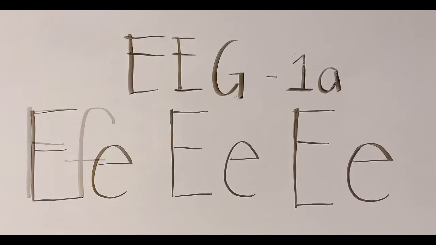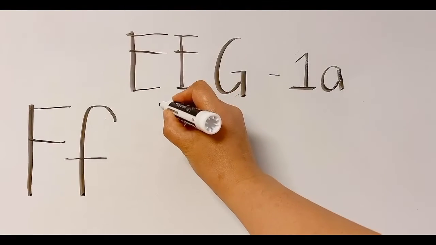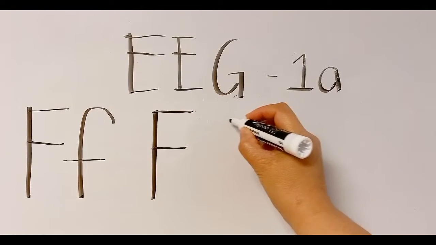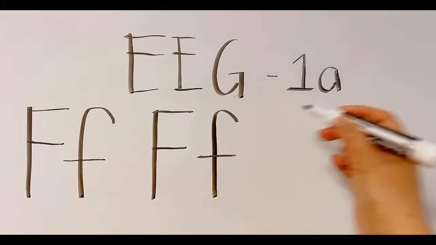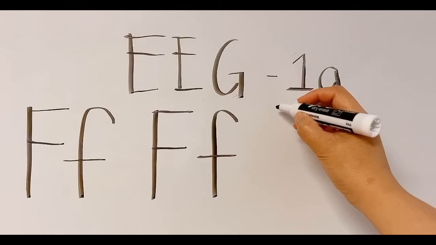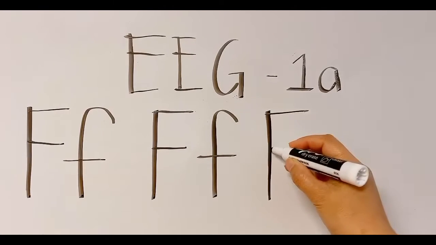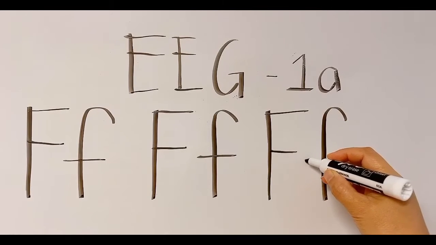Okay, good. Now let's try the letter F. Capital F, small f. Now let's write. Capital F and small letter F. Okay, can you follow? Again, capital F and the small letter F.